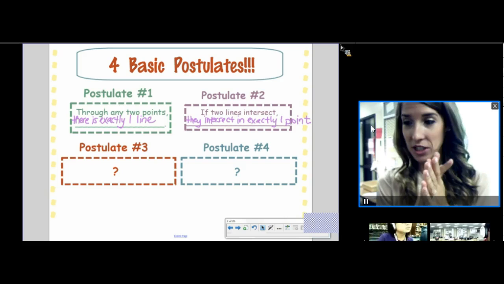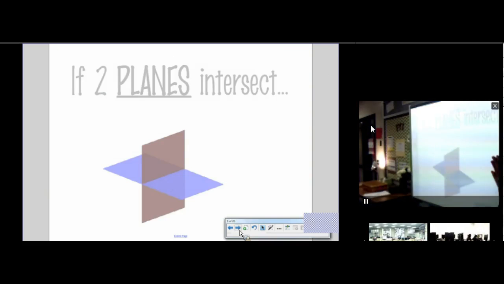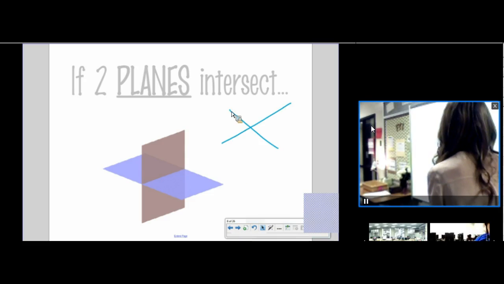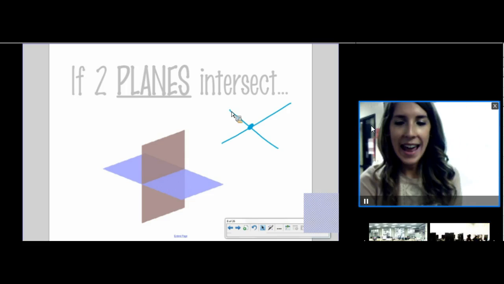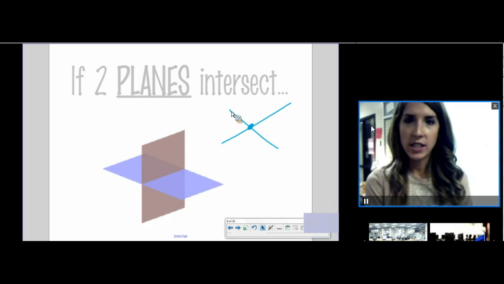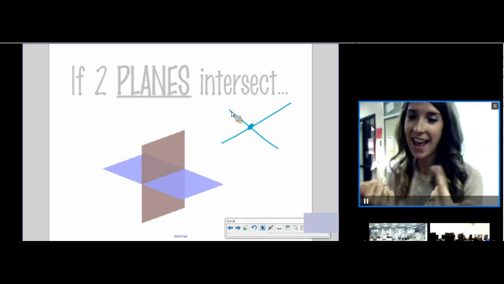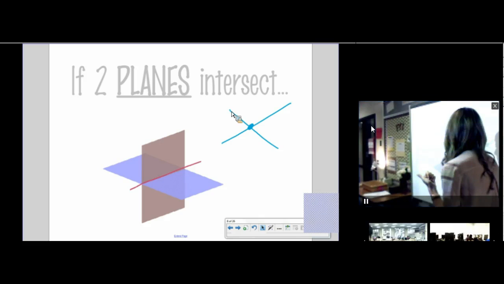Okay, we're going to learn postulate 3 and 4. Ready? All right, so we know if two lines intersect, we get a point. But what do we get if two planes intersect? So if two lines intersect, we get a point. If two planes intersect, we get a, very good, we get a line.